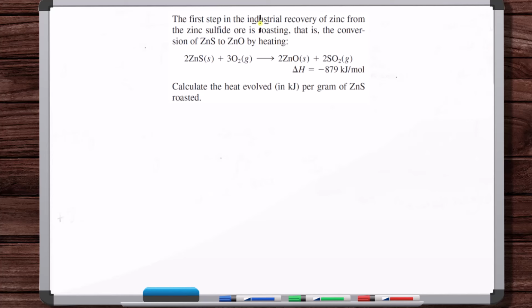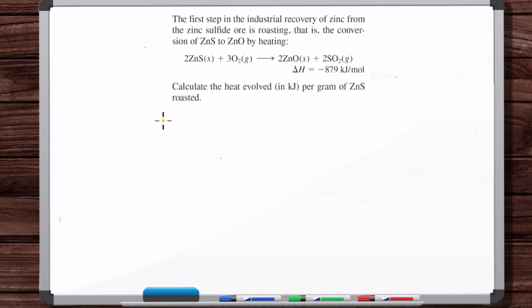The first step in the industrial recovery of zinc from the zinc sulfide ore is roasting. That is the conversion of zinc sulfide to zinc oxide by heating. Here's the reaction. Calculate the heat evolved in kilojoules per gram of zinc sulfide roasted.